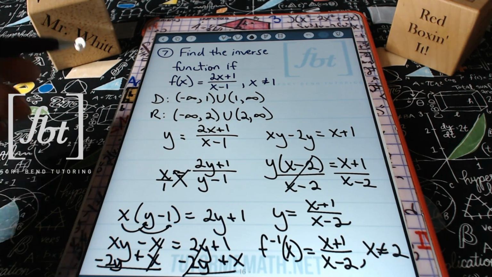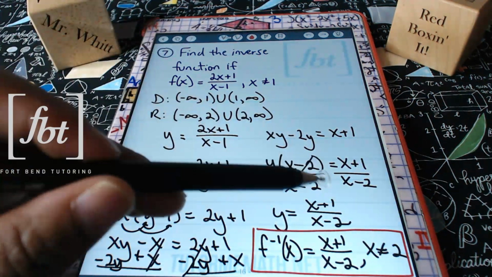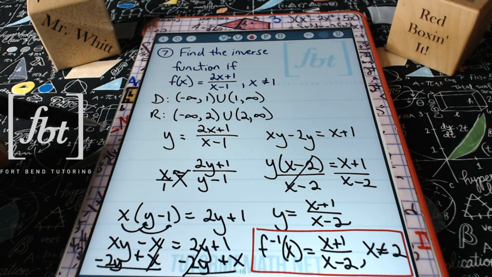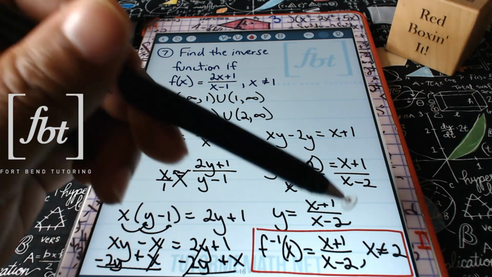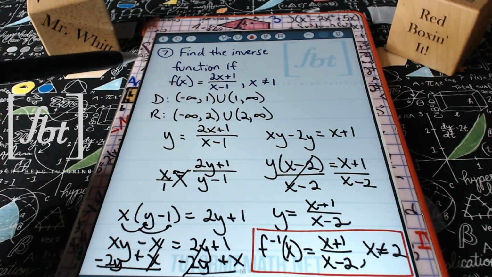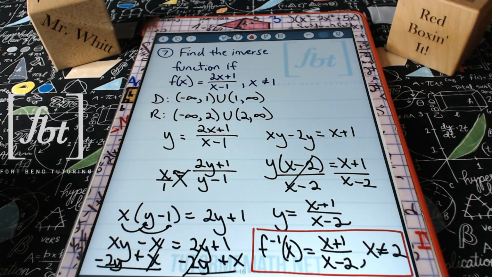Red box it. There you go, guys. Go ahead and put that in a red box, because notice that it is mandatory that you put in the restriction that x cannot equal 2, because it reflects the original range of the given function, knowing that the range of the given function will be the domain of your inverse function.